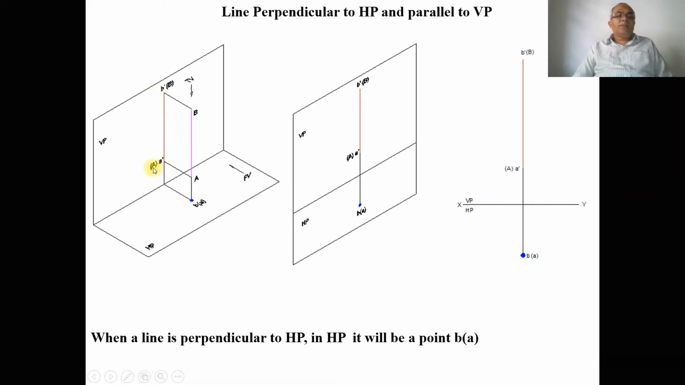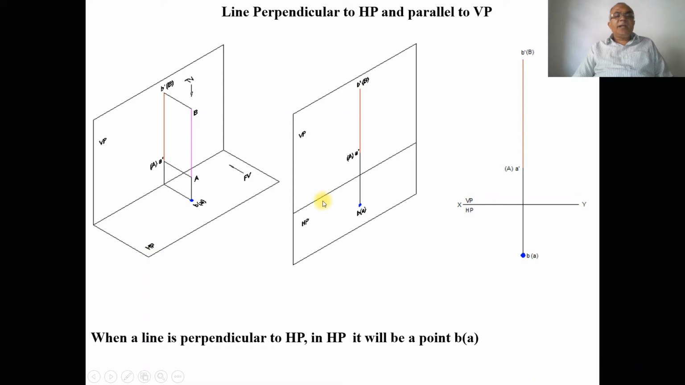So you have capital A and capital B, and the front view as A dash and B dash. When you look from the front view, the line capital A and capital B is perpendicular to HP. Since it is perpendicular to HP, you get a point in the horizontal plane, which is B and A, but both B and A are coinciding. When you look from the top view, B is near to the observer, so B is visible, and A is away from the observer, so A is in brackets.